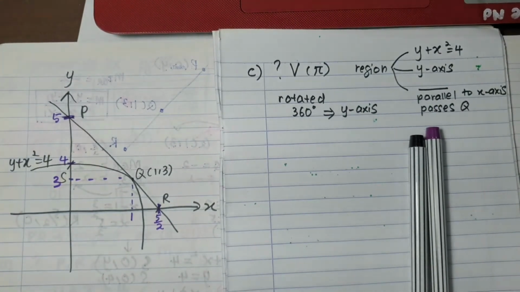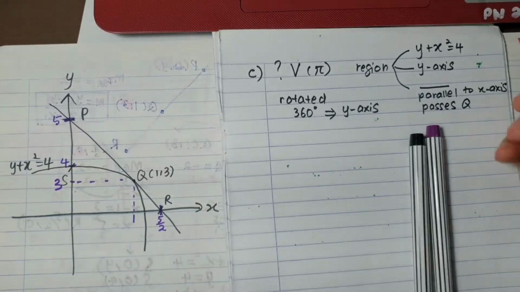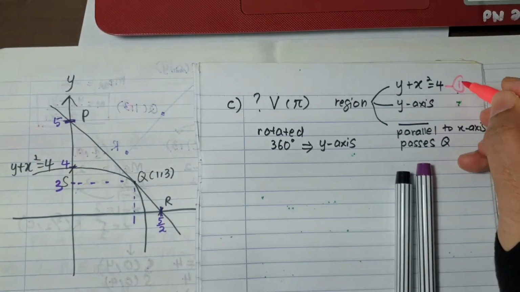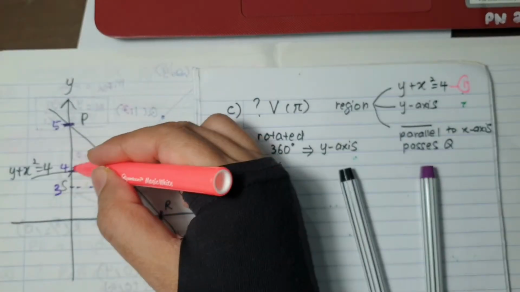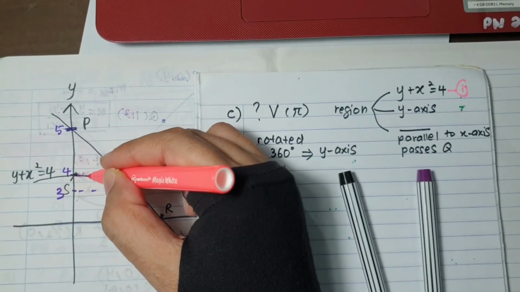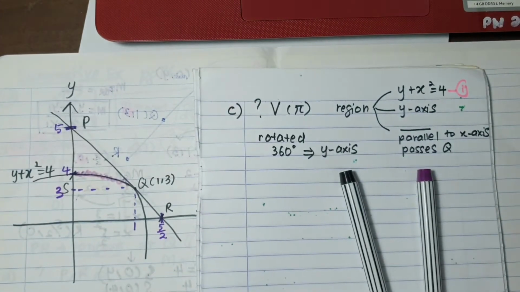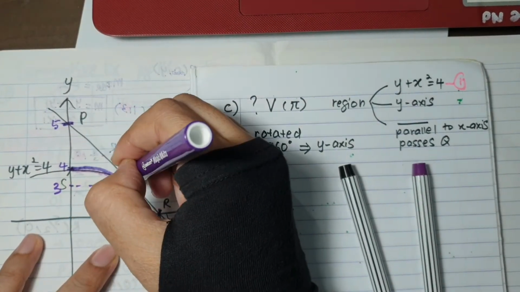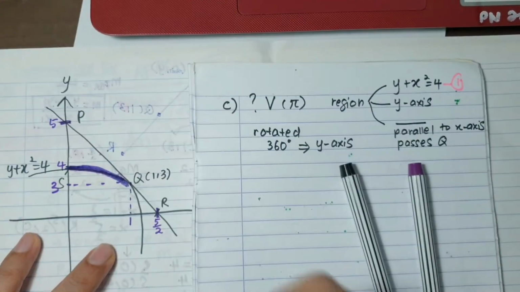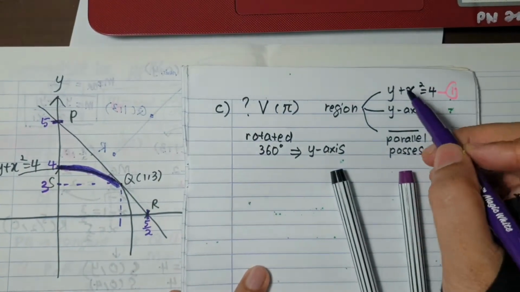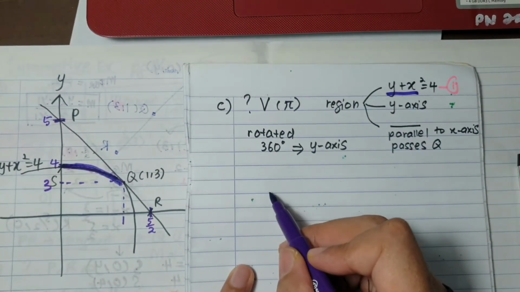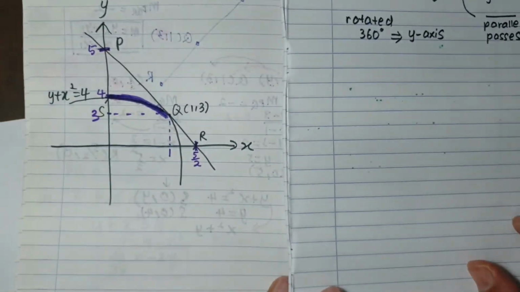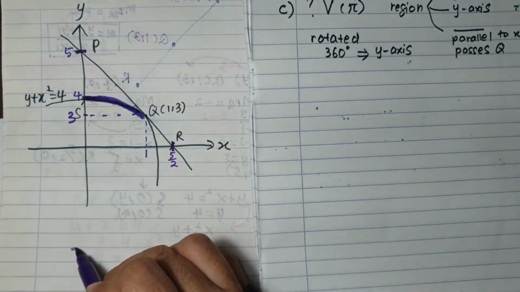Where's the curve? So first, bounded by, so you must find where's the region, okay? So first bounded by the curve. Okay, so this is a curve. Bounded by the curve. Okay, so it looks like this. Alright, bounded by the curve.